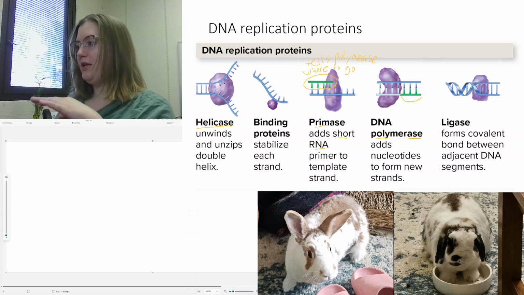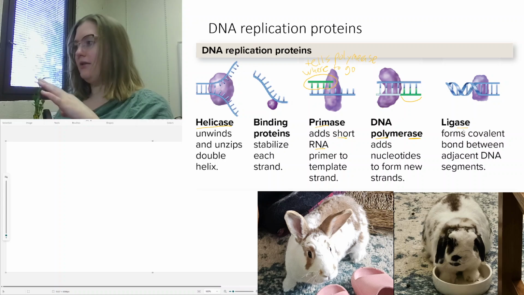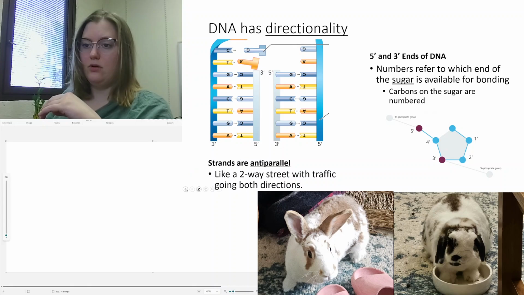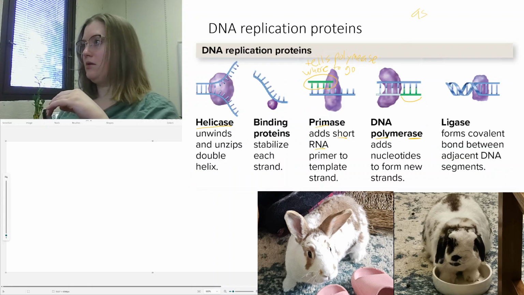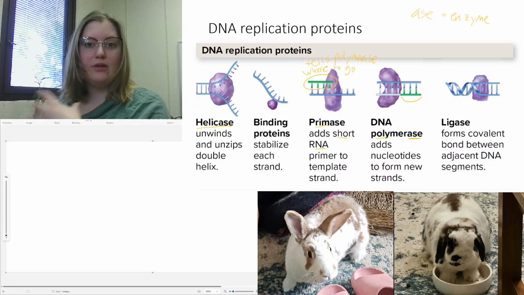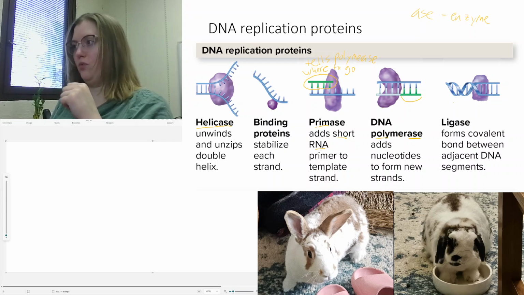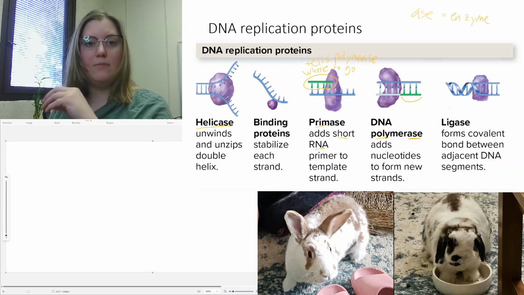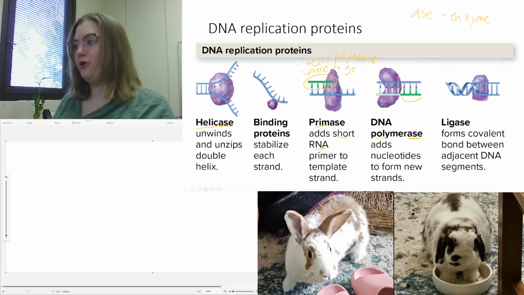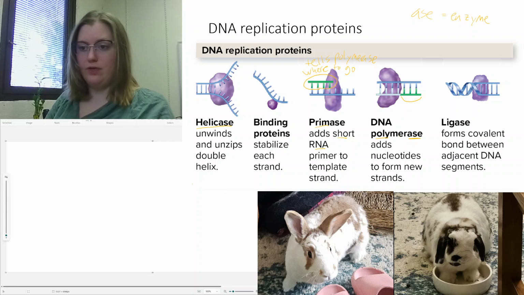And our last protein here is ligase. Ligase, also an enzyme. The four that we're talking about here are enzymes. Remember that ase equals enzyme. Okay. Ligase is going to be doing the cleanup. So it will be bonding fragments of DNA by forming covalent bonds between the phosphate sugar backbone, so that we have two whole strands of DNA.